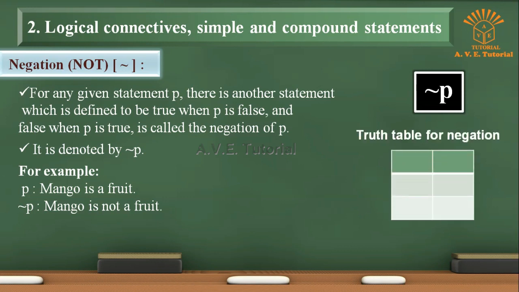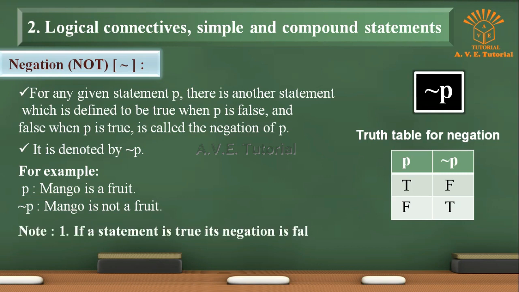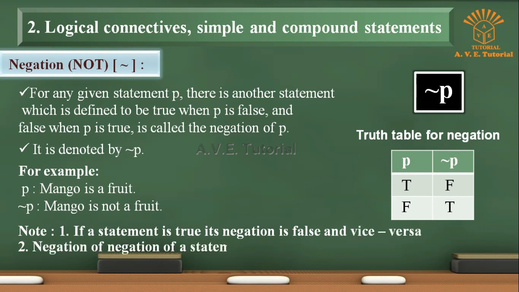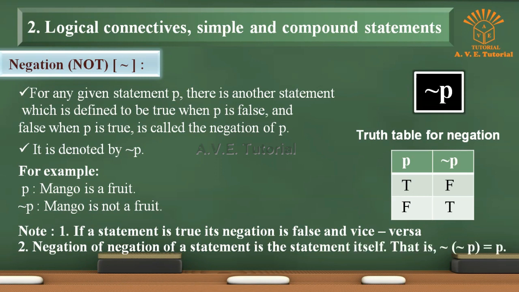Truth table for negation. First row, P, negation of P. Second row, T, F. Third row, F, T. Note 1. If a statement is true, its negation is false and vice versa. 2. Negation of negation of a statement is the statement itself.